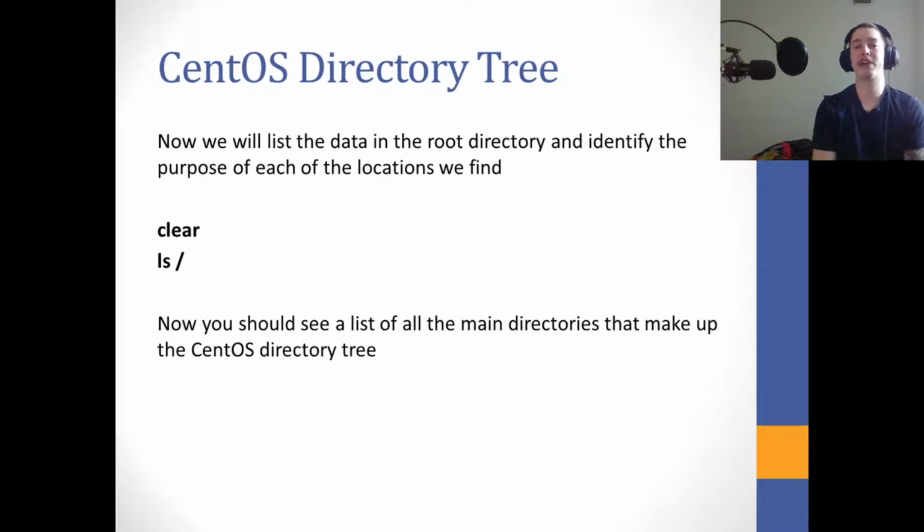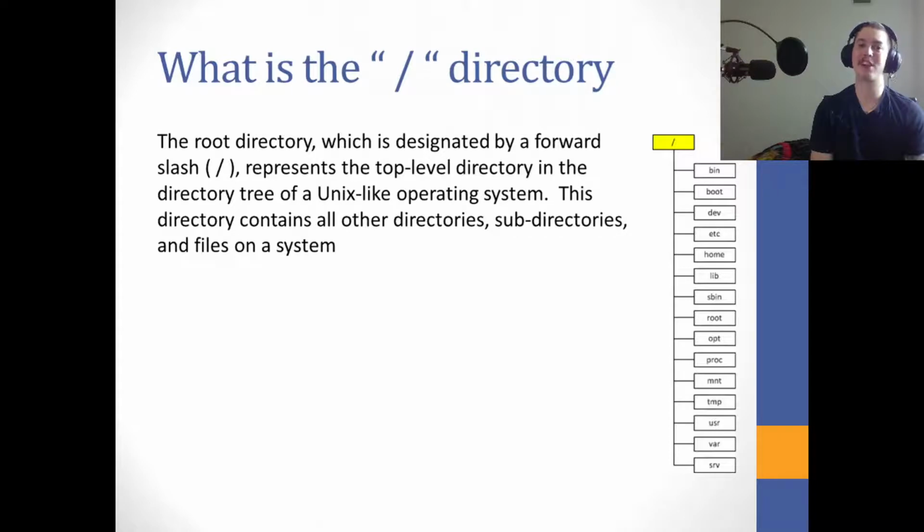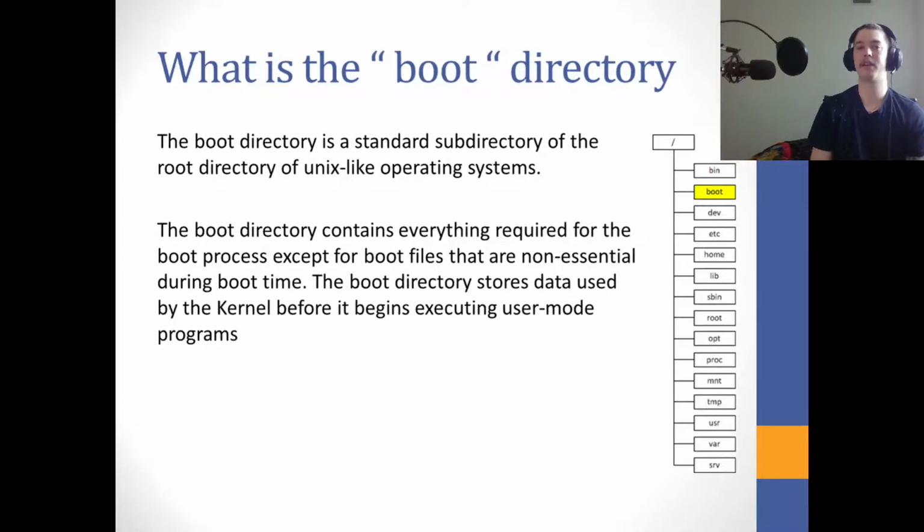Now let's talk about the directory tree of what Linux looks like. / represents the top level directory in the directory tree of a Unix-like operating system. This directory contains all other directories, subdirectories, and files in the system. So underneath / we have the bin. Bin contains the executable programs that must be available in order to maintain minimal functionality such as booting or system repair. The boot directory contains everything required for the boot process except for the files that are non-essential during boot time. The boot directory stores data used by the kernel before it begins executing user mode programs.